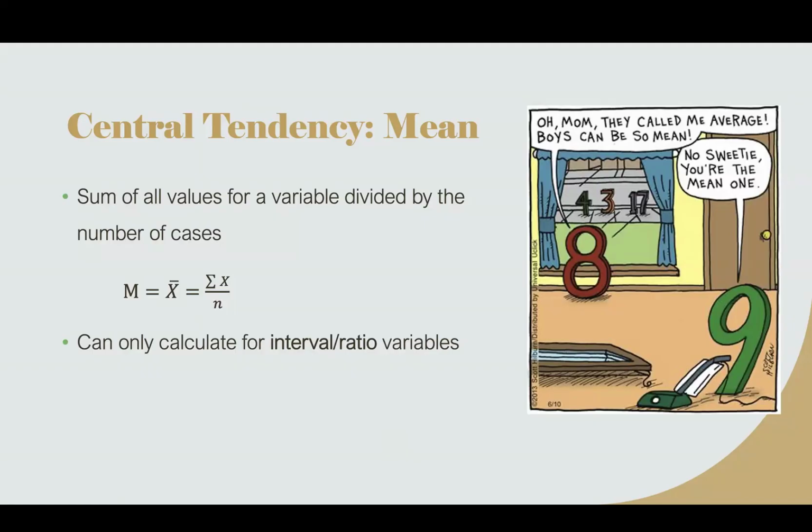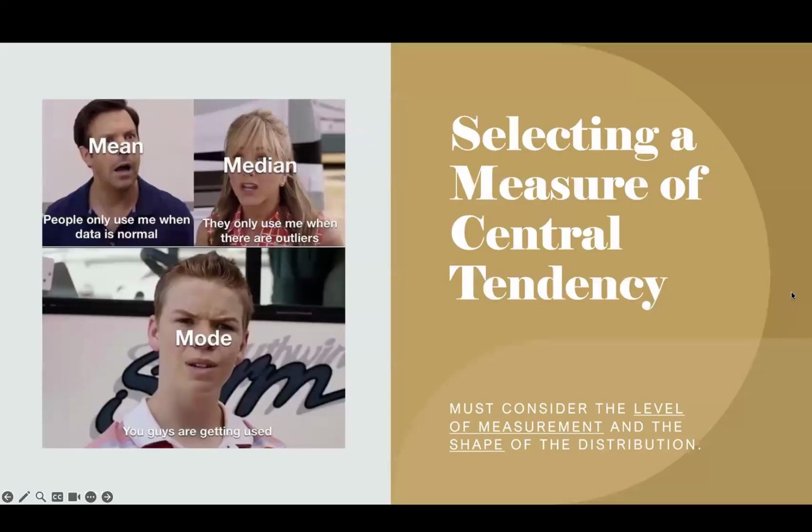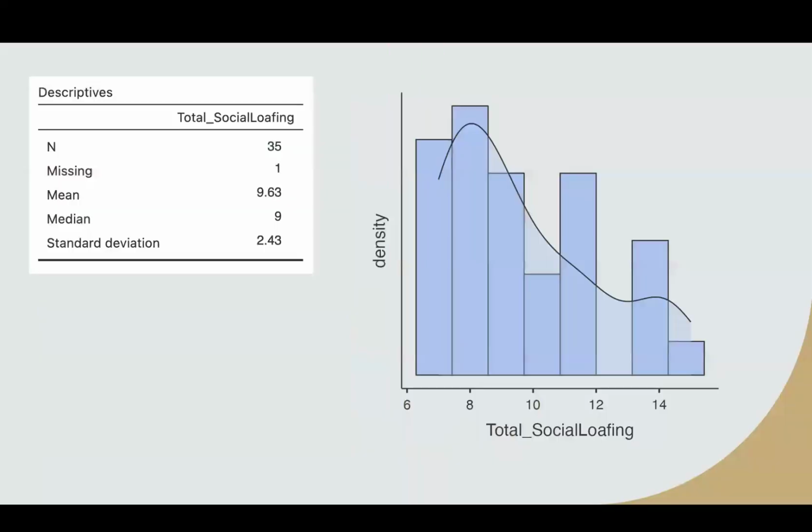And then you want to think about, well, what does the data look like? So what's the distribution of the data? That's the next step. You want to think about: are there outliers? Are there multiple modes? Are there multiple high points in the data? And as an example, I'm using the social loafing data set that I have in other videos. So here I have the distribution.